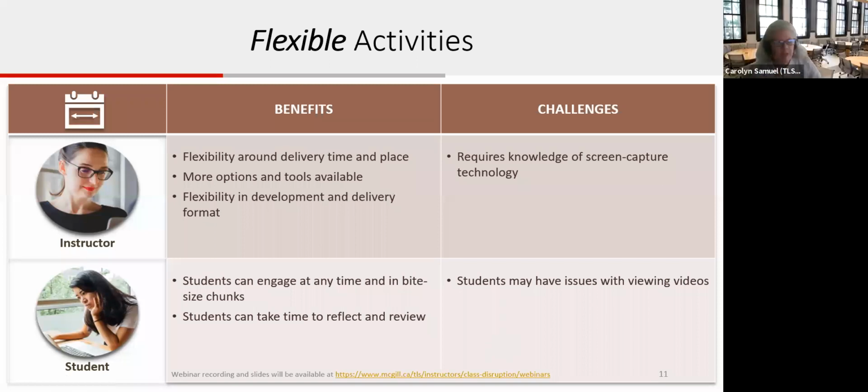And yeah, just before we get to the next slide, I did notice a question coming through the chat about tracking whether students watch recordings in My Courses.